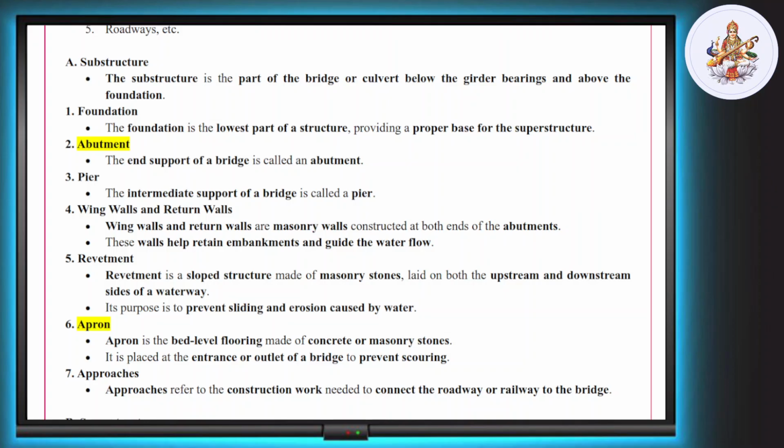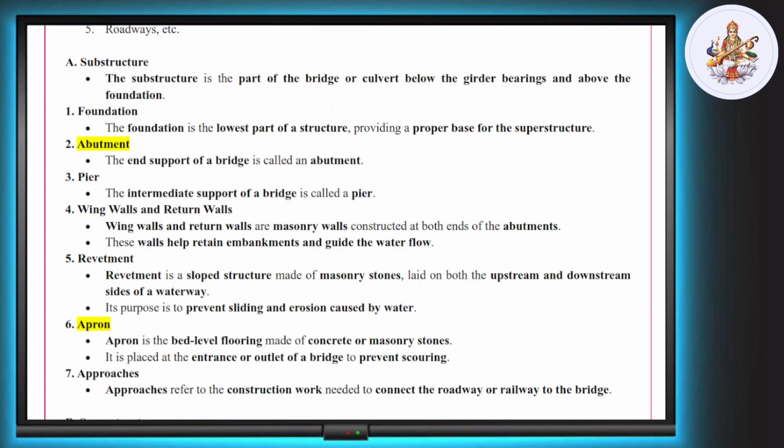Those are piers. 4. Wing walls and return walls. These are side walls at the ends of the bridge. Purpose? To hold the soil of the embankment and guide the water flow. Without them, the soil would erode away. 5. Revetment. It is a sloped stone or masonry covering on the sides. It prevents erosion due to water flow, like protection for the riverbank.